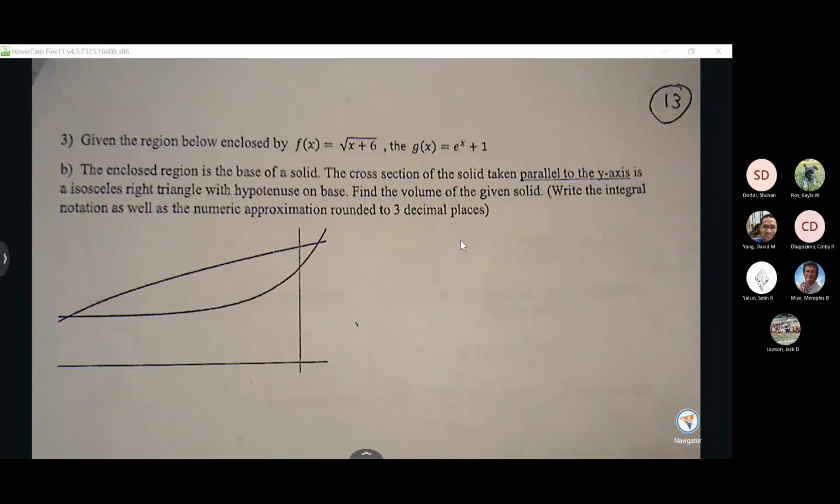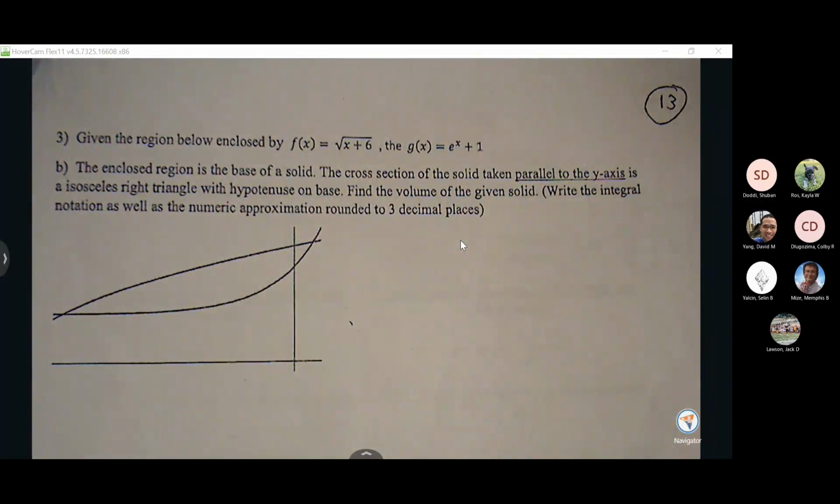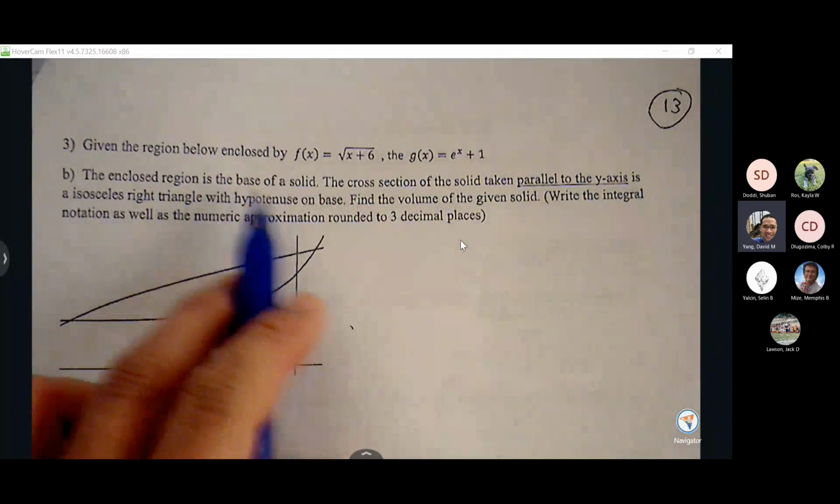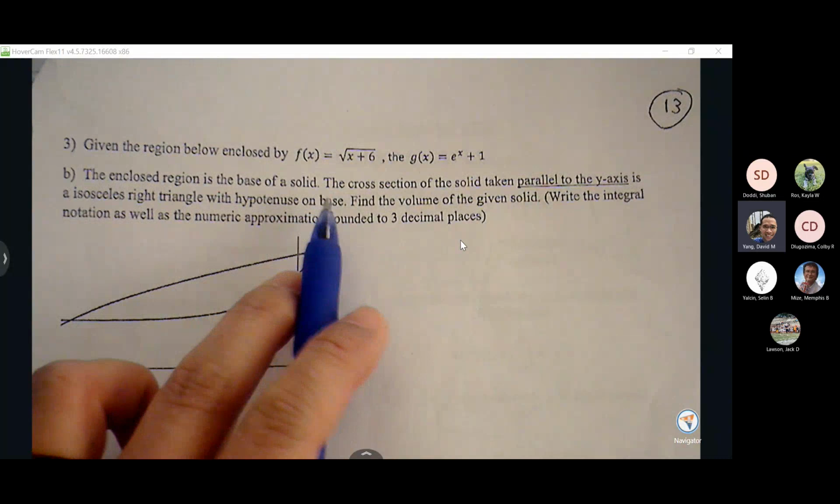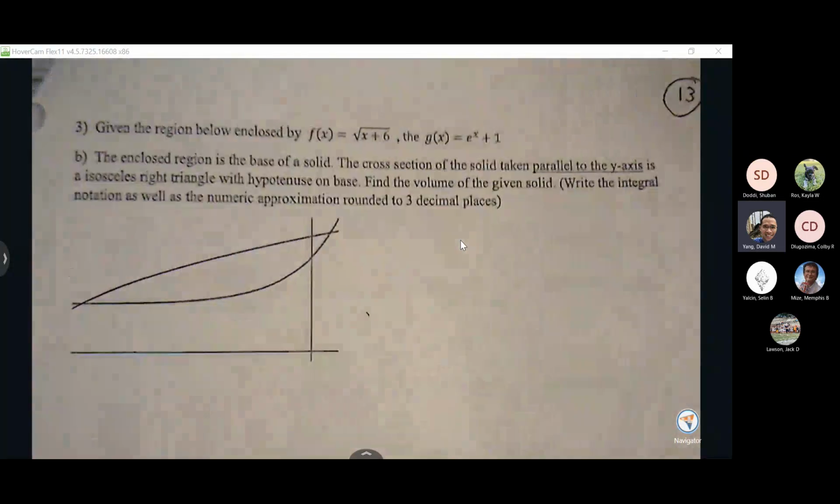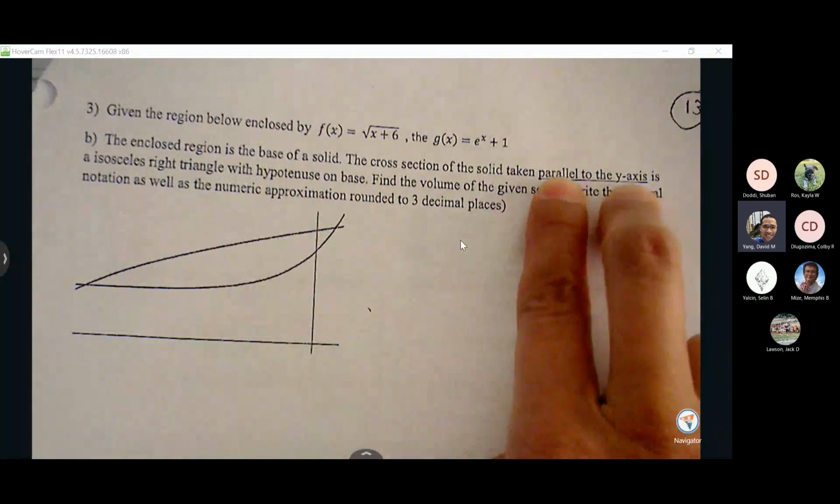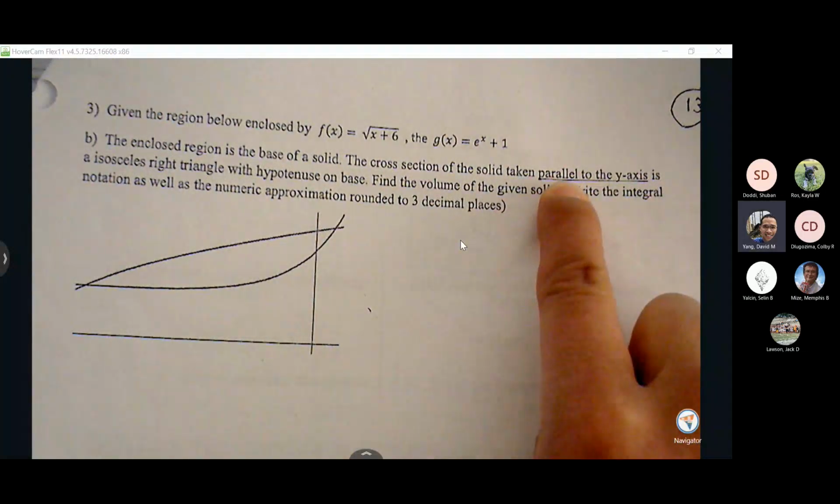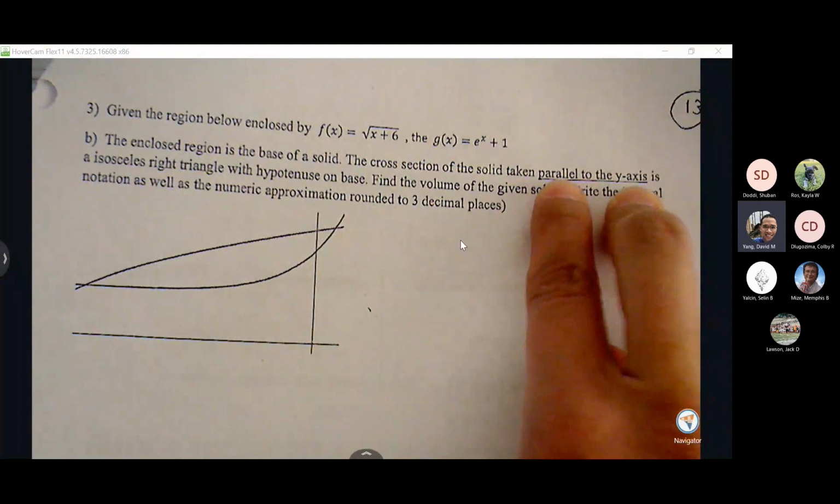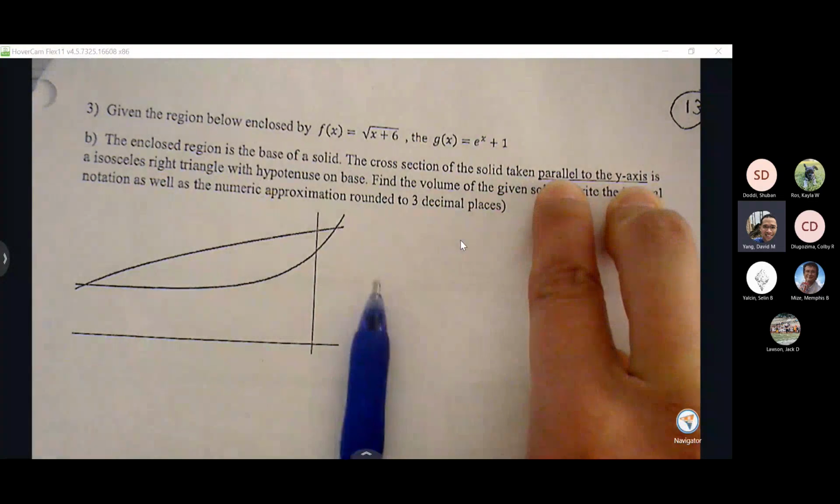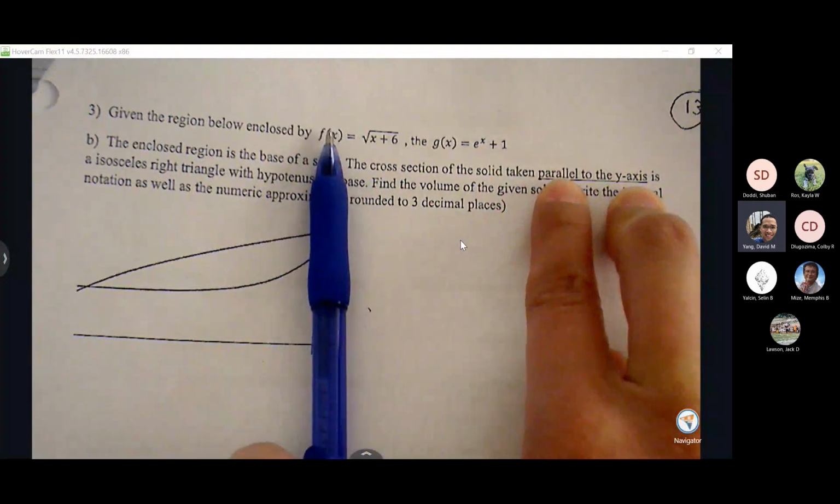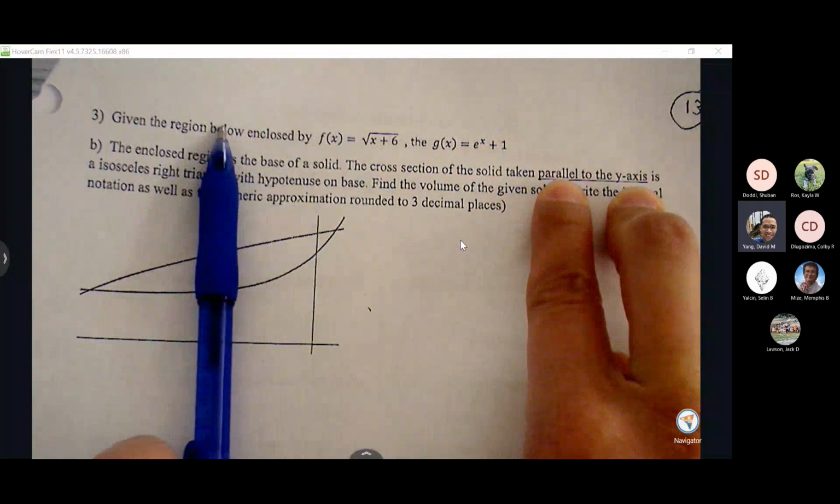Okay, number 3, same shaded region. Page 13. But now we're moving on to cross sections. It says the enclosed region is the base of a solid. The cross section of the solid is taken parallel to the y-axis. So make sure you pay attention to the full description here, and don't just assume that parallel is always going to be one direction and perpendicular the other. It's parallel to the y-axis. So y-axis is vertical. Parallel means I want to keep the same direction, so still vertical.